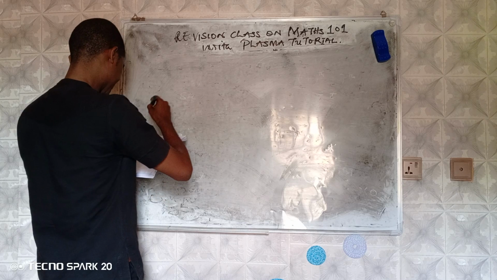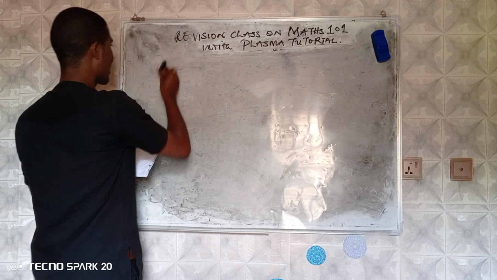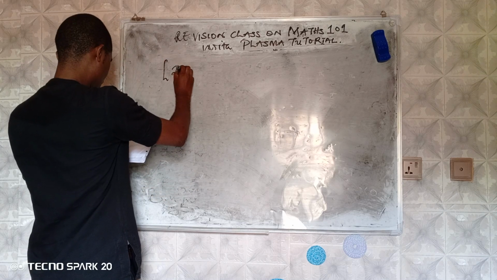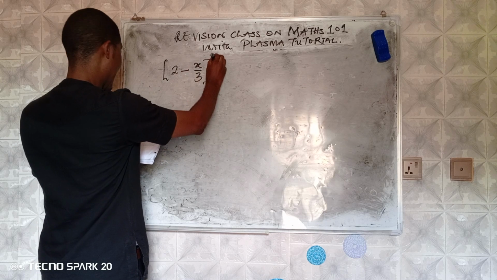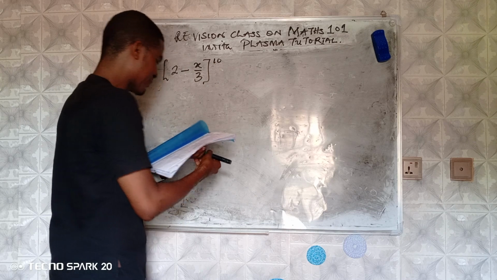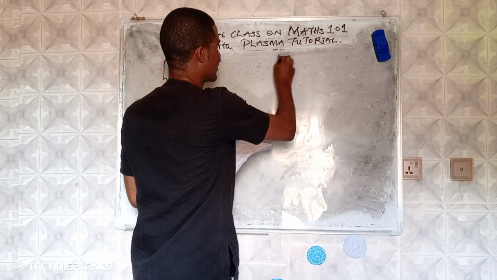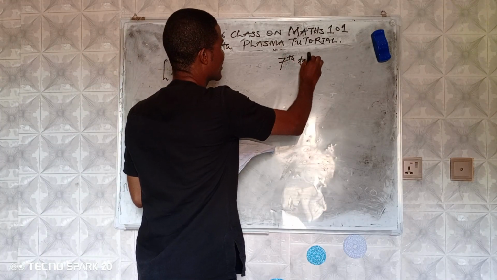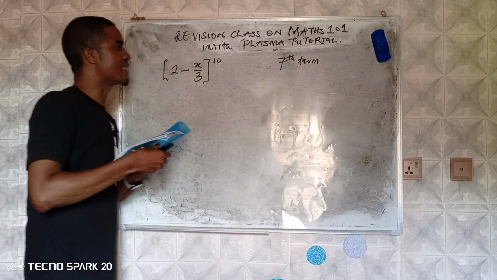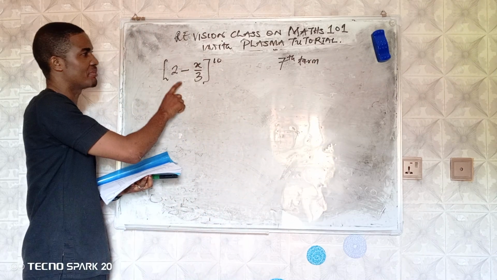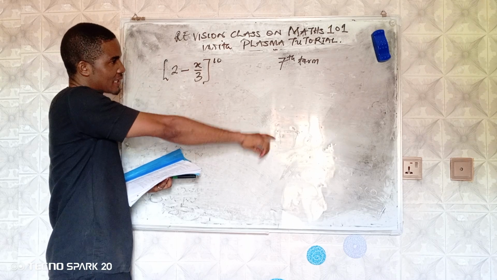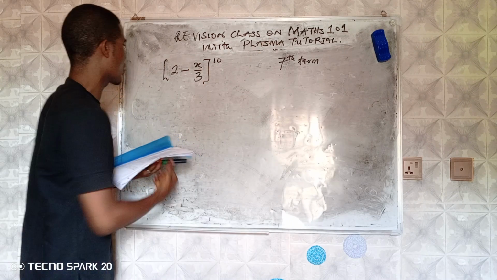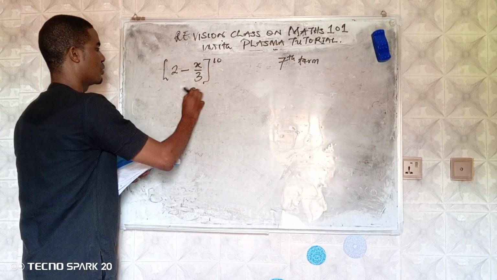He gave us this expression. The question has it that (2 minus x over 3) all raised to power 10. He now said we should find the coefficient of the 7th term in this expansion. It means if you finish expanding this, go to the 7th term and tell us the coefficient. So we are going to be using the solution now.